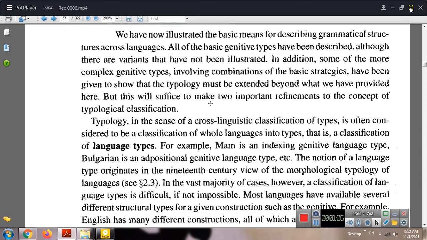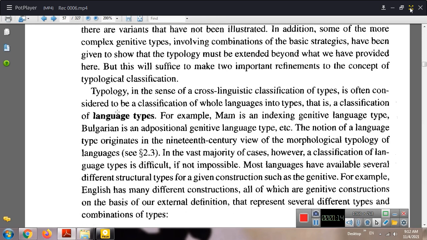But this will suffice to make two important refinements to the concept of typological classification. Typology, in the sense of cross-linguistic classification of types, is often considered to be a classification of whole languages into types, that is, a classification of language types. For example, MEM is an indexing genitive language type, Bulgarian is an adpositional genitive language type, and etc.